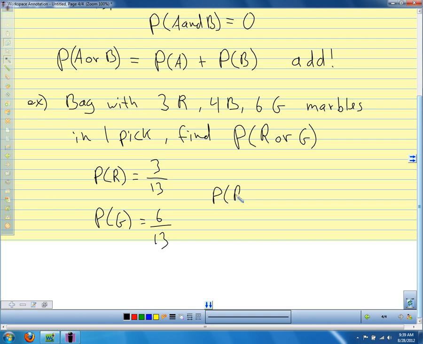So the probability of red or green is 3 over 13 plus 6 over 13. To add fractions, we have to have a common denominator, and we add the numerators. So that's 9 over 13. So I'm going to just write these together. Probability of red or green is 9 in 13. 9 chances in 13 that we pick a red or a green on our first pick.